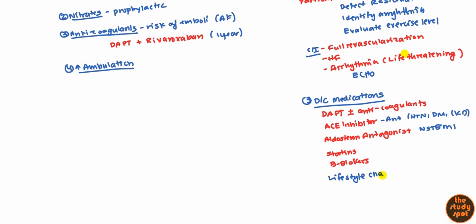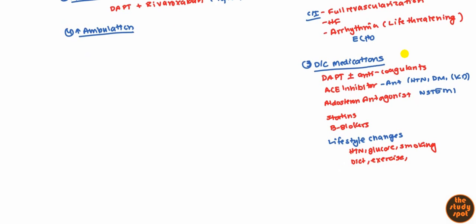And finally, you want to do some lifestyle changes. You want to get their hypertension under control, glucose under control, quit smoking, and of course have a better diet and exercise. With that, you continue to monitor the patients and see how they're doing.